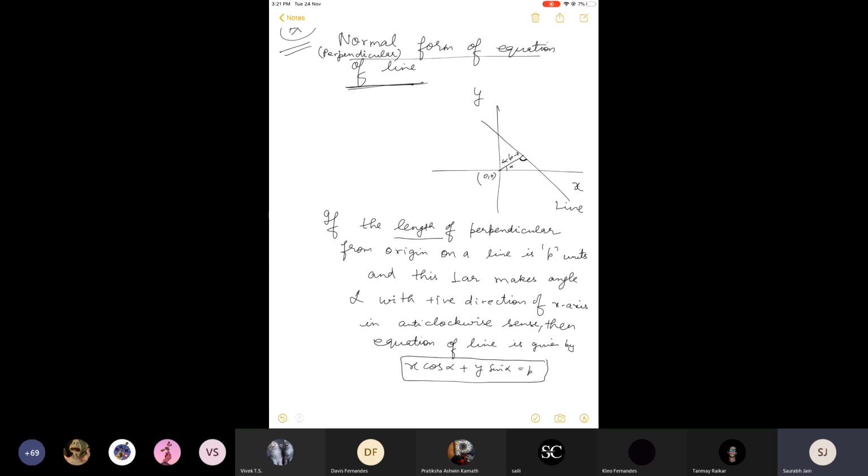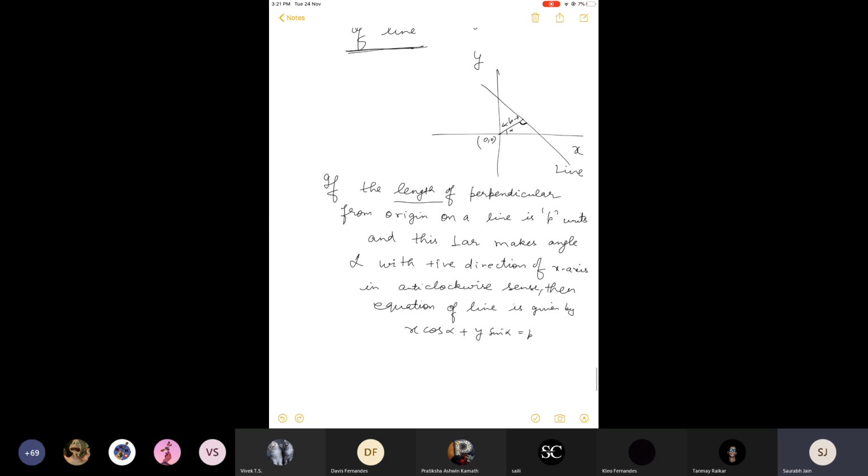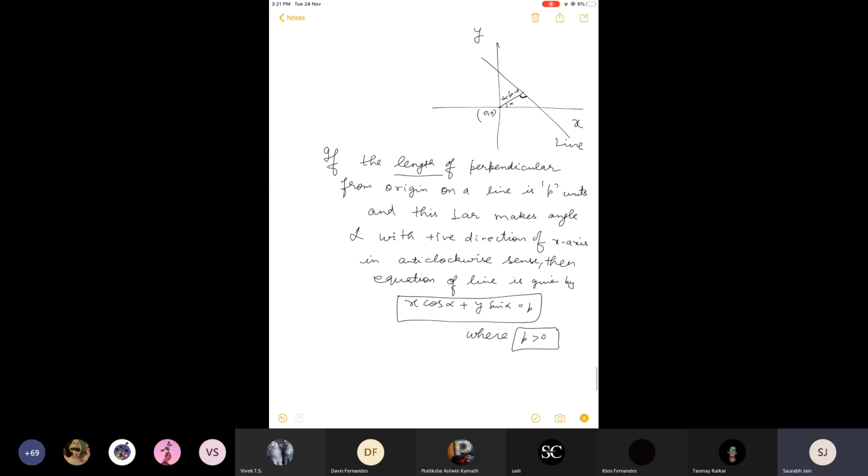And alpha, this is not the inclination of line. This is the angle which this perpendicular is making with x-axis in anti-clockwise sense. So if these two things are given, you can write the equation of required line. And the formula or the equation is x cos alpha plus y sin alpha equals p, where p should be positive because it represents length, and alpha can vary from 0 to 2 pi, because depending on the location of the line, this alpha will change. So maximum it can go from 0 to 360 degrees, and perpendicular p must be positive.